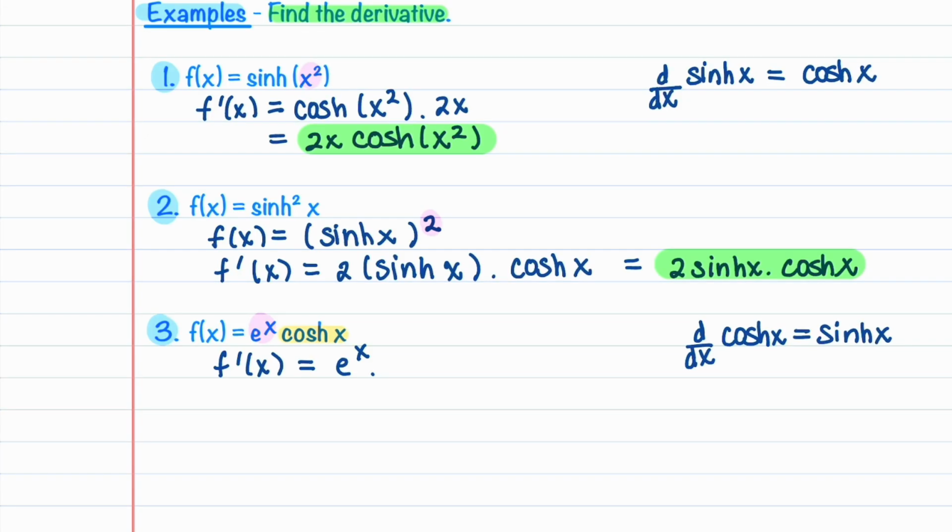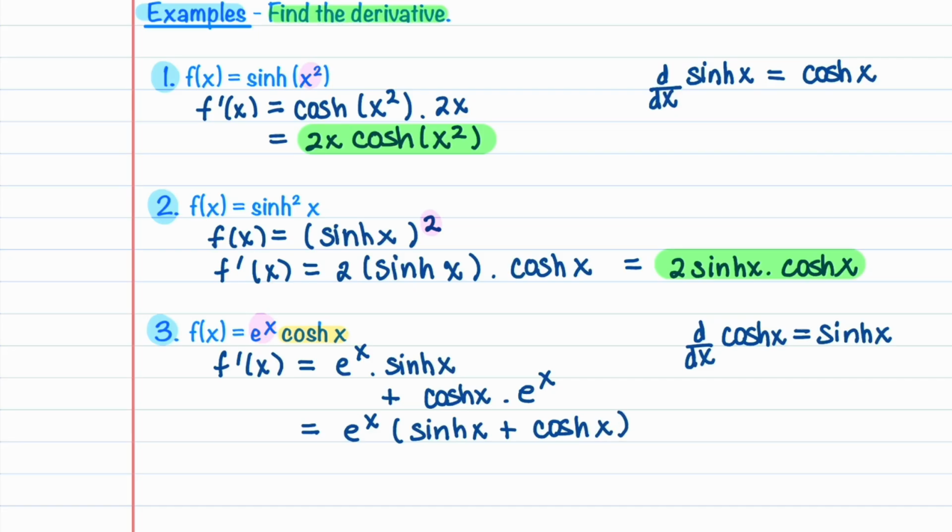Now let's go ahead and go back. We are taking the derivative of cosh, so that is sinh x, and then we're going to add the second function, which is our cosh x, times the derivative of the first. The derivative of e to the x is just e to the x. Now, if we look at this, we can see that both of our terms have an e to the x in common, so we can pull that out, and we can write this as e to the x times sinh x plus cosh x. And that's our final answer.